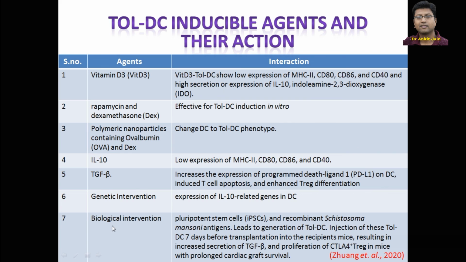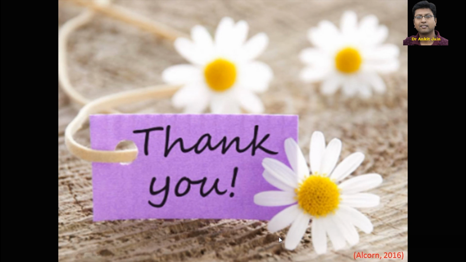So what is the biological intervention? With the help of pluripotent stem cells and recombinant Schistosoma mansoni antigen, tolDC is produced, and this tolDC is injected in the patient before transplantation, 7 days before transplantation, and further it will increase the production of transforming growth factor beta and interleukin 10, and there is a production of CTLA4 T regulatory cells in the mice, leading to prolonged cardiac graft survival.